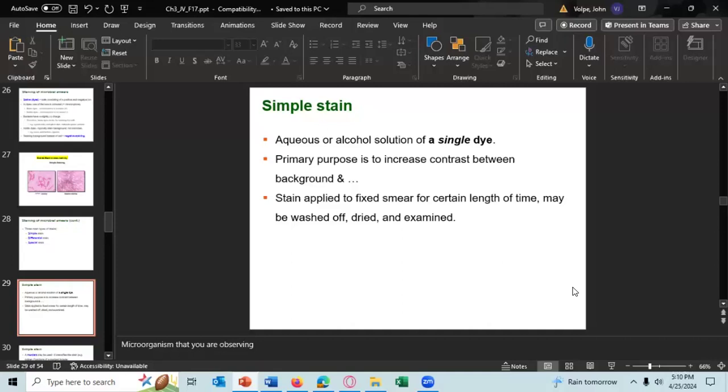So to do the stain, you usually have a bacterial smear made before you do the staining process. Any question about any of that?